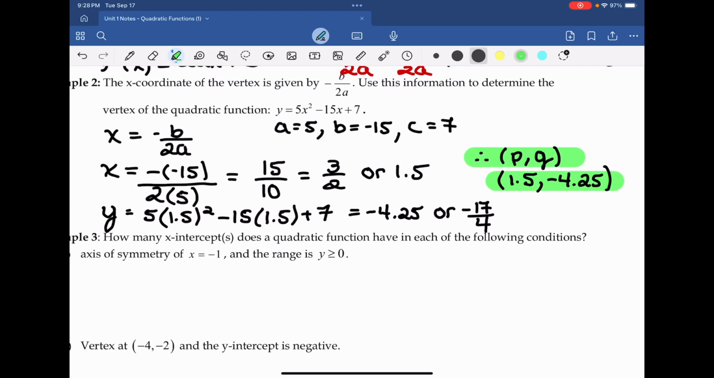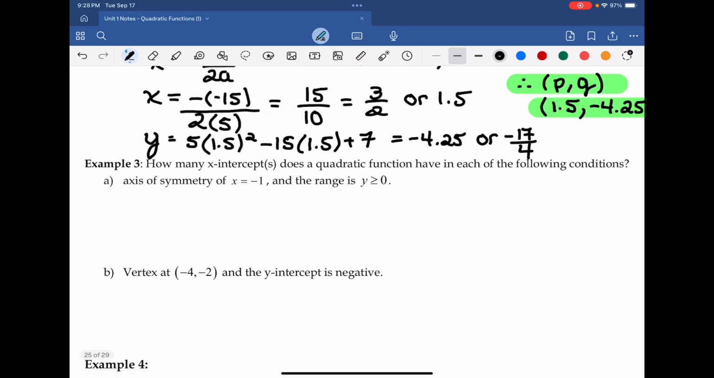So use the information they give you, identify your ABC, and then once you get an x value, plug it back into the original equation. Awesome. Okay, let's go to example 3.